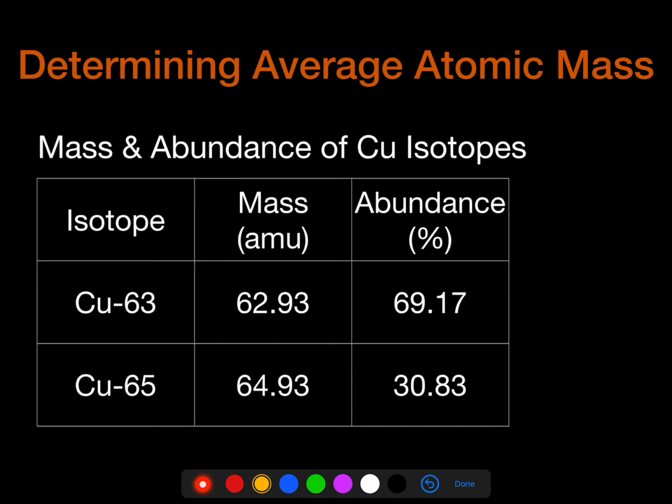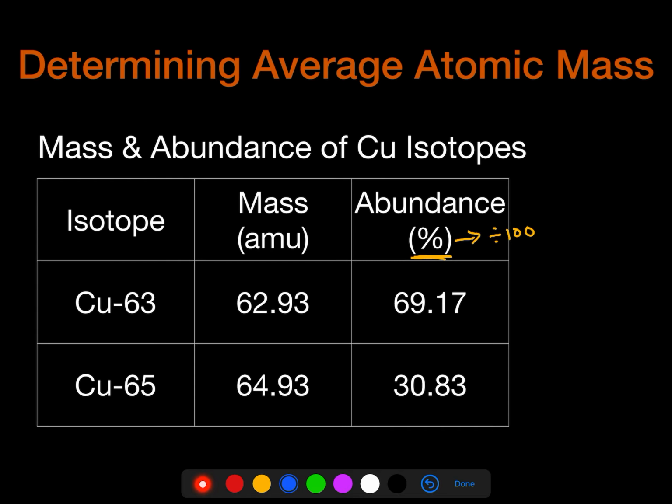So here's an example, and like I said, we talked about copper. This is the mass and abundance of copper isotopes, and this is one way we could see the data. We see this is in percent, and we want to change percent into a decimal. To go from a percent to a decimal, there's two ways to go about this. Either you can divide by 100, or you can just move your decimal place 2 places to the left. And so that's what I'm going to do.